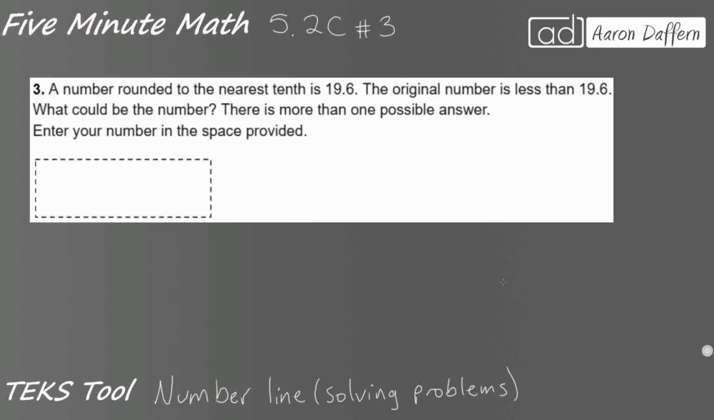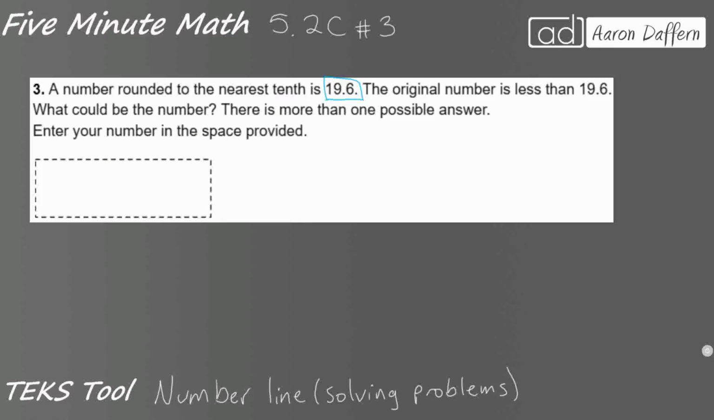So we have a number that can be rounded to the nearest tenth, and it is going to be 19 and 6/10. So the original number is less than that. And what could that number be? There's more than one answer. And if this were a STAAR problem, you would just type it in. All right, so we've got many different options here. So let's visualize this with a number line and realize how many different options we can choose.